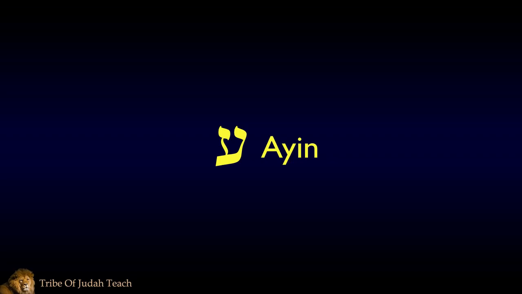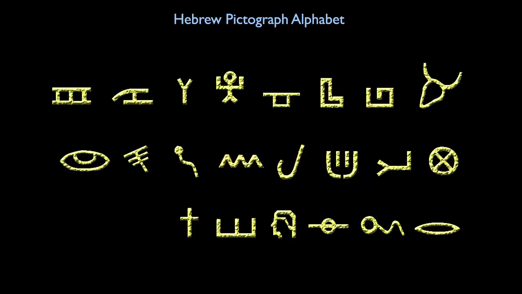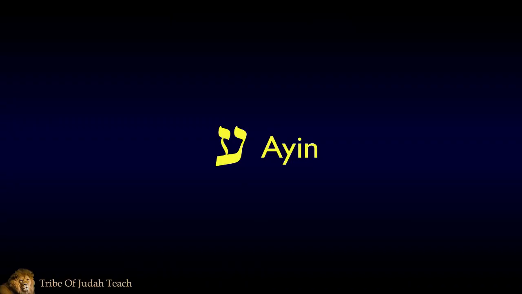That's significant because of this. All Hebrew letters started out as symbols. They're called pictographs. Before this letter looked like this, it started out like this. This is the picture of an eye. This is the origin of the Hebrew letter ayin.